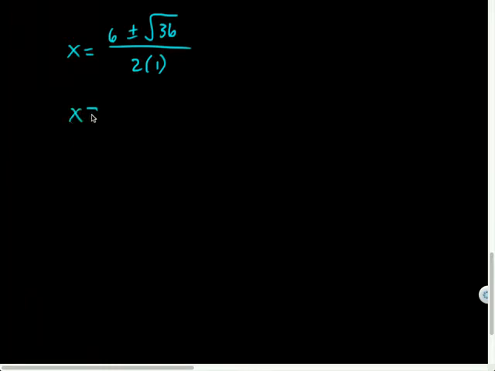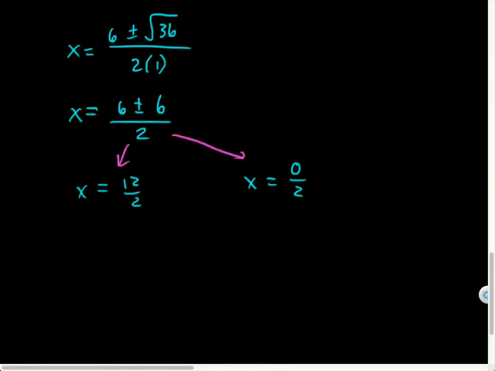Remixed. Here we go. X equals 6 plus or minus, wait, I know the square root of 36. That's 6. Divided by 2. Let's break this down. X equals 6 plus 6 is 12 over 2. 6 minus 6 is 0 over 2, right? When I break that into the 2 possible situations we've got going on. So I get x equals 6 as one answer and x equals 0 as the other.